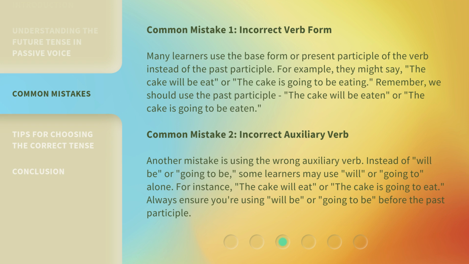Common mistake 2. Incorrect auxiliary verb. Another mistake is using the wrong auxiliary verb. Instead of will be or going to be, some learners may use will or going to alone. For instance, the cake will eat, or the cake is going to eat. Always ensure you're using will be or going to be before the past participle.